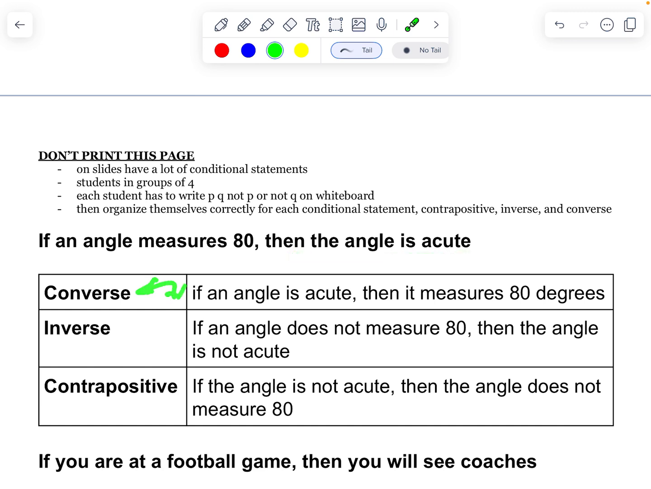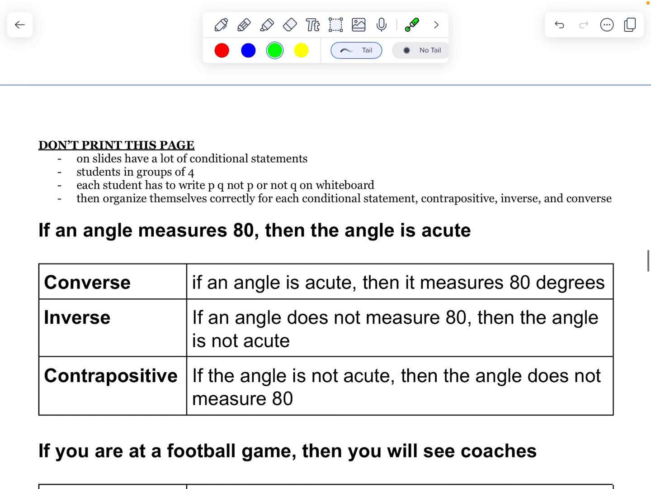Converse, you're a basketball player, flip them. So if an angle is acute, then it measures 80. Not true anymore, but that's okay. Inverse, not. So if the angle does not measure 80, so we added a not in here, then the angle is not acute. We added our not in there. We took this one and we inversed it. Contrapositive, longest word, do the most to it. So if the angle is not acute, then the angle does not measure 80.